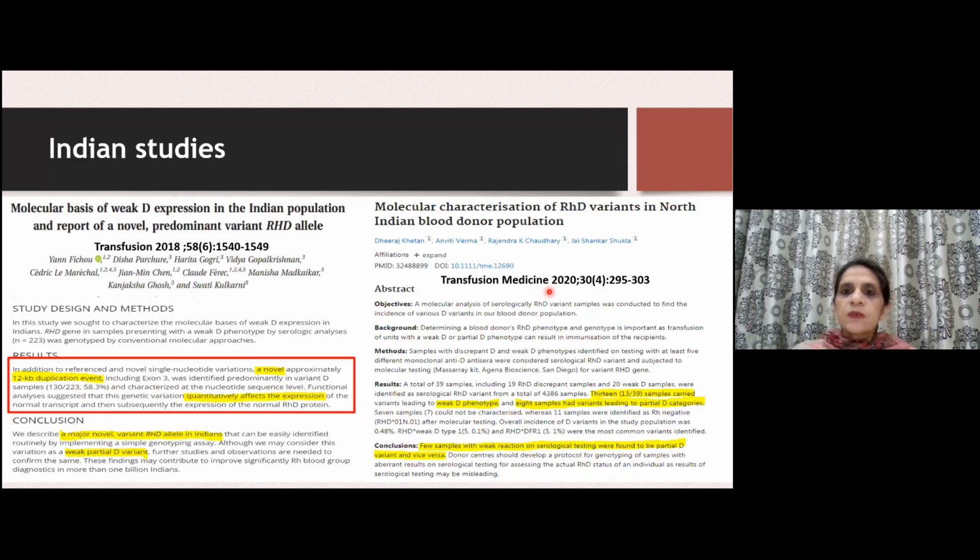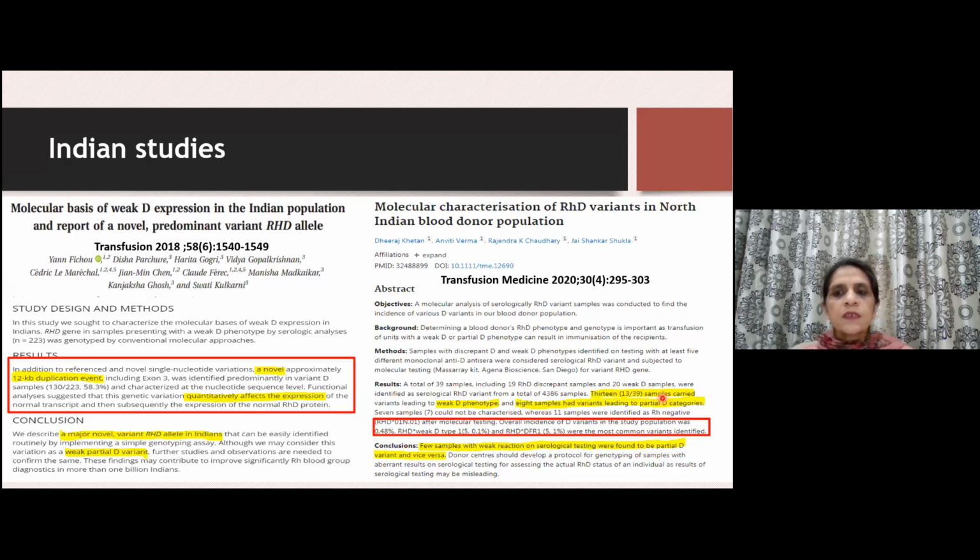In another study, recently published in Transfusion Medicine, from SGPGI, the authors have characterized the RHD variants in North Indian blood donors. What they did was that they took all samples with discrepant D typings identified with at least 5 different monoclonal anti-D reagents, and these were subjected to molecular testing. A total of 39 samples were tested and found discrepant, which included 19 RHD discrepant samples and 20 weak D samples.